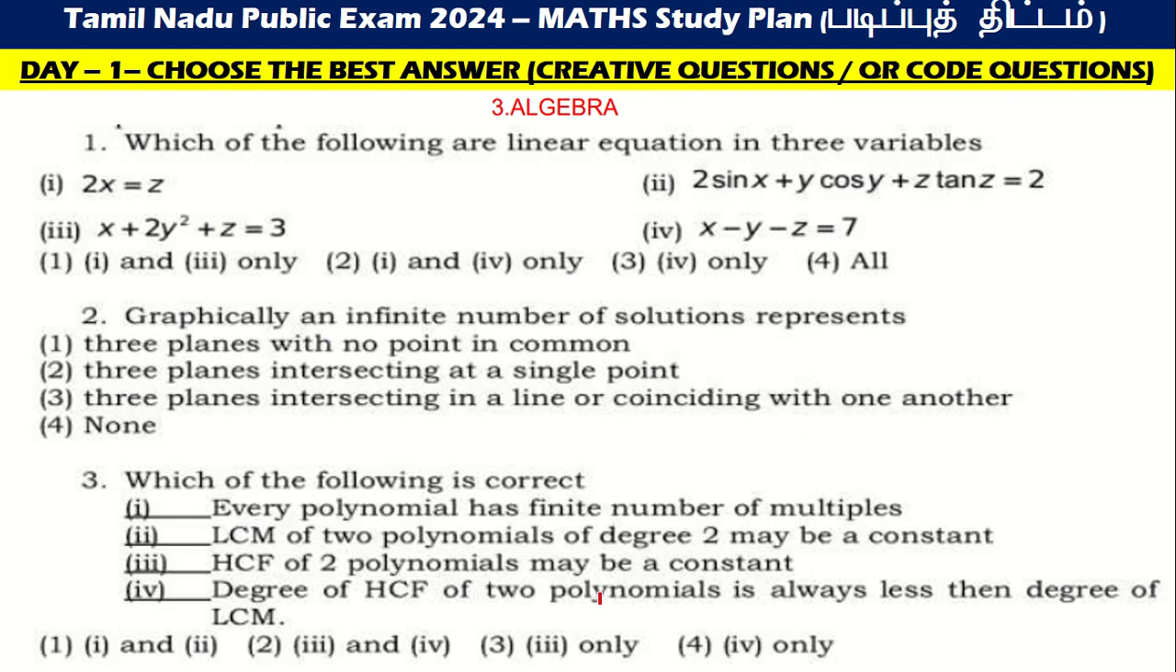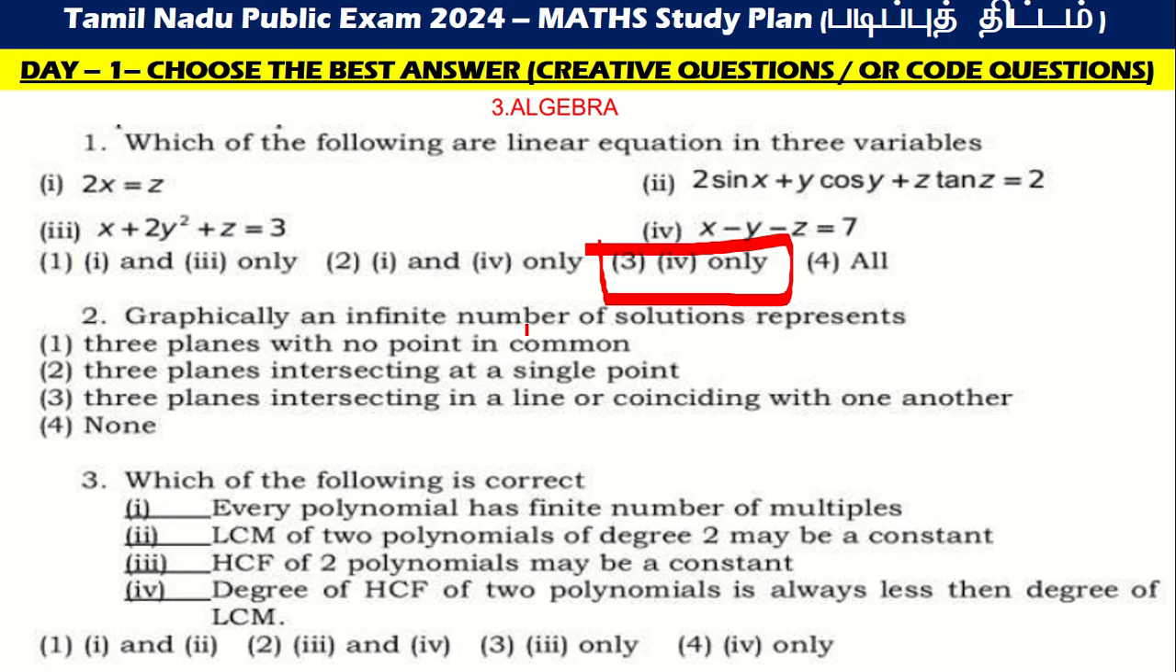Algebra. Which of the following are linear in 3 variables? First one is 2x is equal to z and 2 sin x plus xy is the cos y, and z plus tan z is equal to 2. In the options, the answer for us is only the fourth one, x minus y minus z equal to 7.